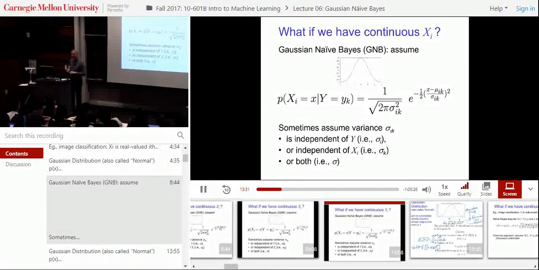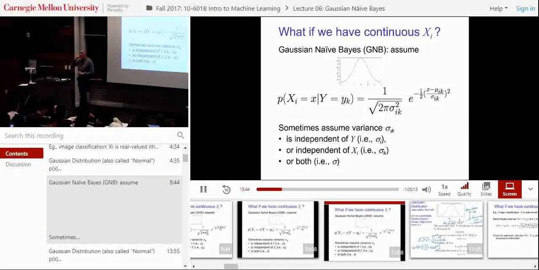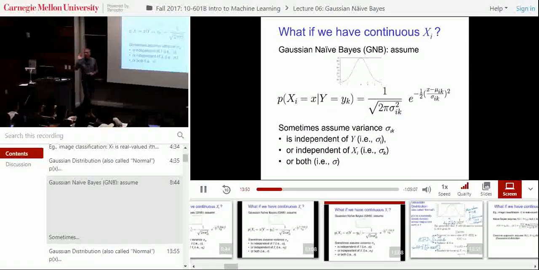Yes, question up here? In naive Bayes, we assume that xi and xj are conditionally independent given y. Is there a similar analogy when we are looking at Gaussians? You're asking if what's independent? In naive Bayes, we assume that xi and xj are independent given y. Given y?